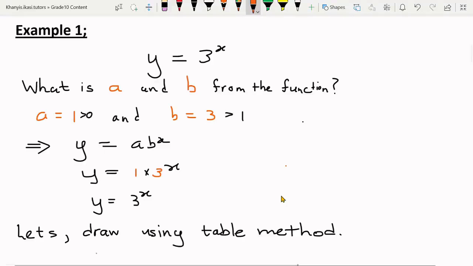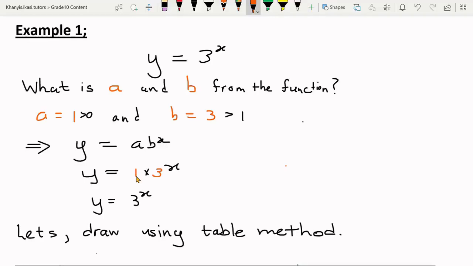Now, we have example 1 where it says y is equal to 3 all to the power of x, right? Now, what is a and what is b from the function, right? So remember, we have the general formula, which is y is equal to a times b all to the power of x. So in this case, when we look at this, we can see that a is definitely what? It is 1. And b is 3 to the power of x, right? So it's 1 times 3^x, but 1 times 3^x is the same as just saying 3 to the power of x. That's why that happened.